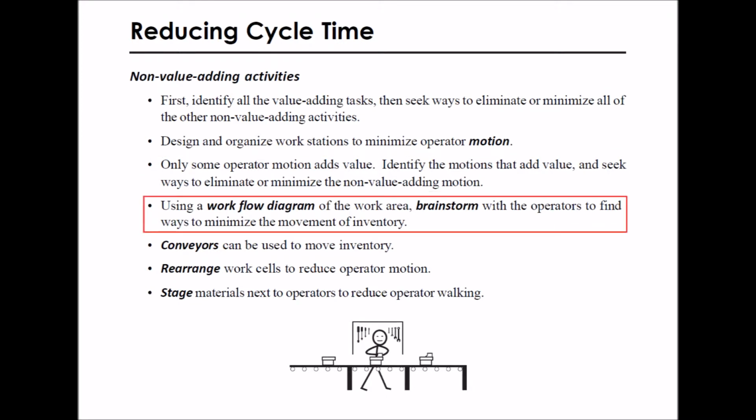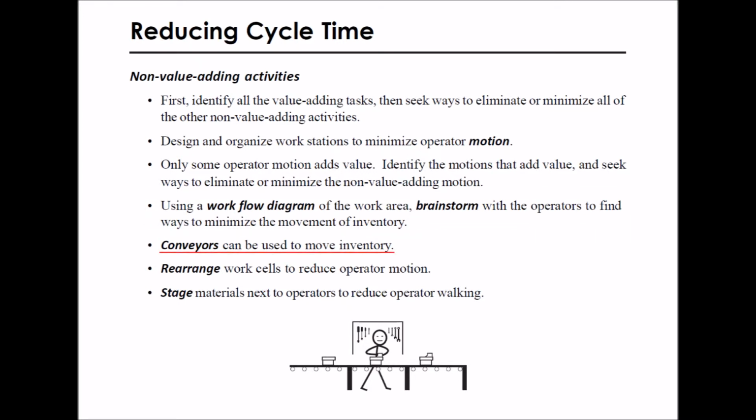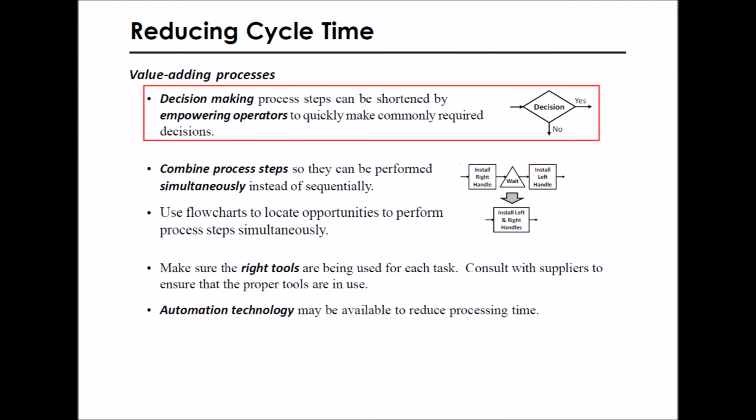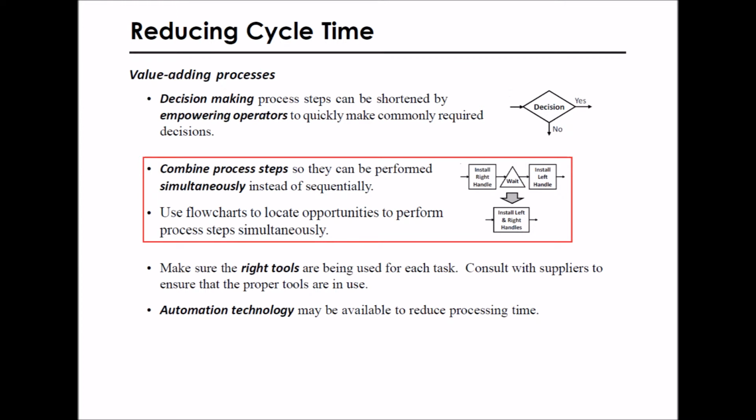Using the workflow diagram of the work area, brainstorm with the operators to find ways to minimize the movement of inventory. Conveyors can be used to move inventory. Rearranging work cells can reduce operator motion. Staging materials next to operators will reduce operator walking. Decision-making process steps can be shortened by empowering operators to quickly make commonly required decisions. Look for ways to combine process steps so they can be performed simultaneously instead of sequentially. Using the flowcharts, seek opportunities to perform process steps simultaneously.